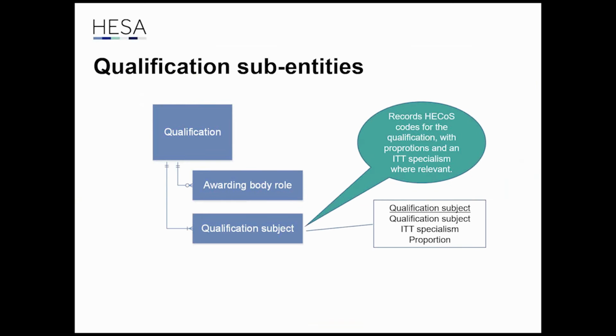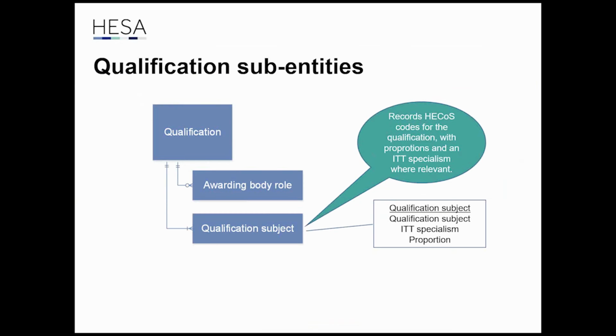And then the qualification subject. So we're recording the HECOS codes that are associated with that qualification with the relevant proportions. So you know the breakdown where there's more than one subject. This is also where we record the teacher training specialism for relevant qualifications. So for those teacher training qualifications, at least one subject will be flagged as being the teacher training specialism.